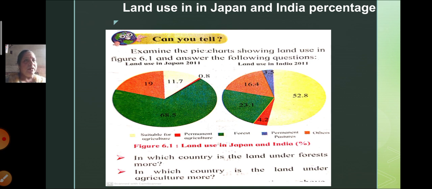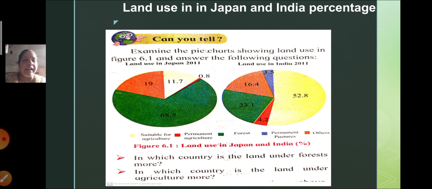Okay children, now if you have seen this pie diagram, just answer some of my questions. In which country is the land under forest more? Observe the pie diagram, you will come to know. Forest area means which color? Yes, forest area means green color. So in which country is the land under forest area more? Yes, correct. It is in Japan. In Japan, 68.5% of land is under forest area.